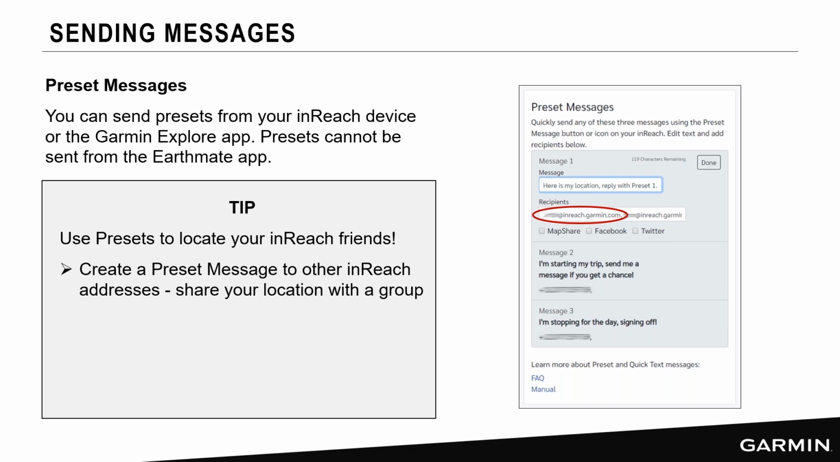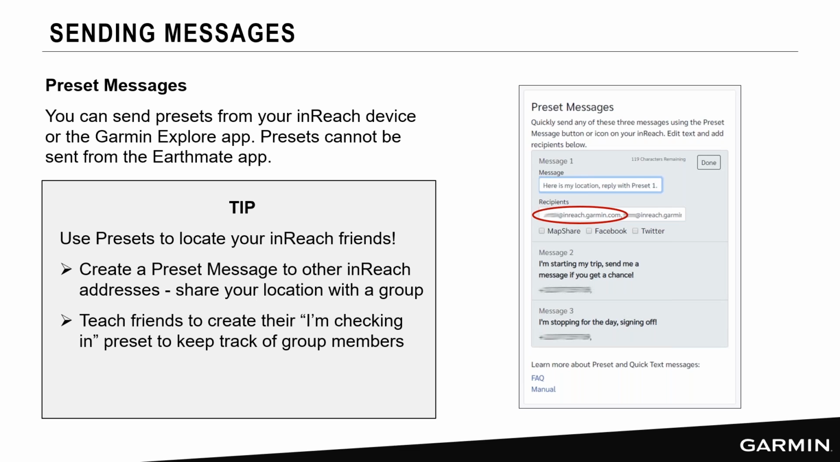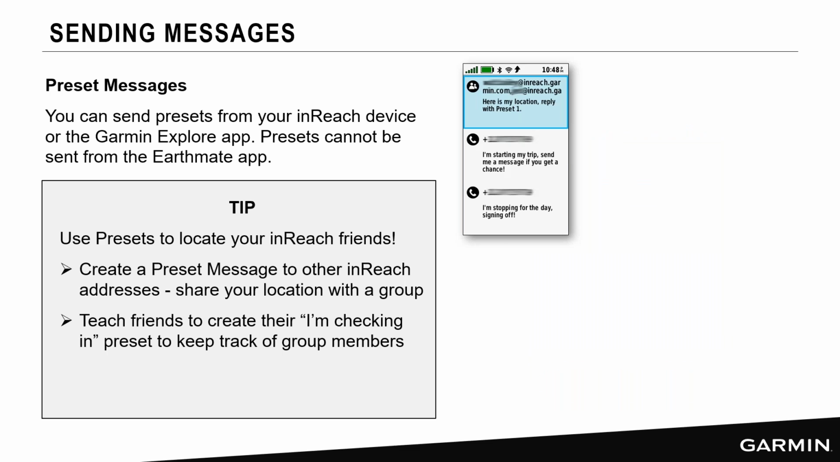So imagine that you're going out on a snowmobile trip or a bird hunt or something like that. You could have your friends create a similar I'm checking in preset message and send that to your inReach device. And they just have to send preset message one, and everybody gets an update of their current location. And you can use that to keep track of where everyone is.